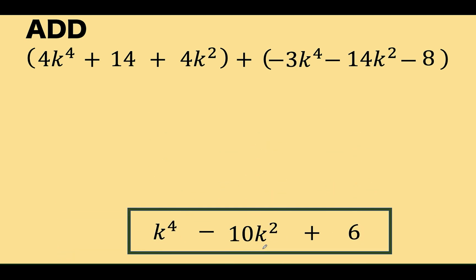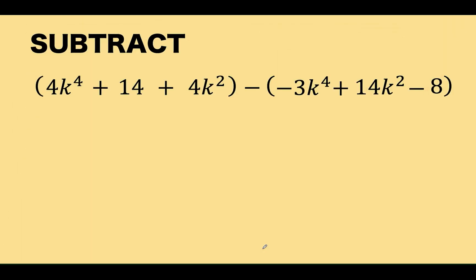Let's have another example. Let's say we have subtraction: 4k to the fourth plus 14 plus 4k squared minus negative 3k to the fourth plus 14k squared minus 8. Now, when this is subtraction, we do not invent another rule. Still, the rule is only like terms can be added or subtracted. There is only an additional step that you are going to perform.